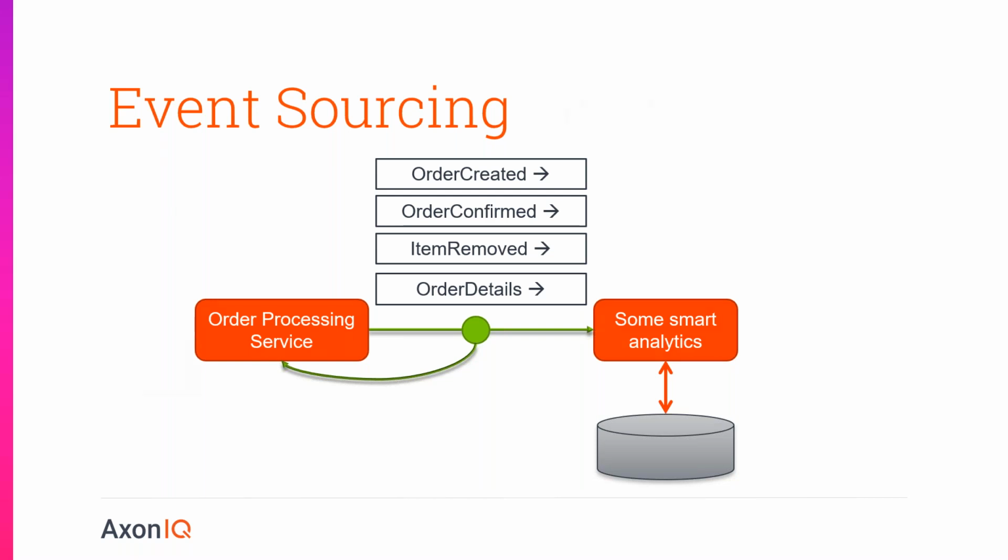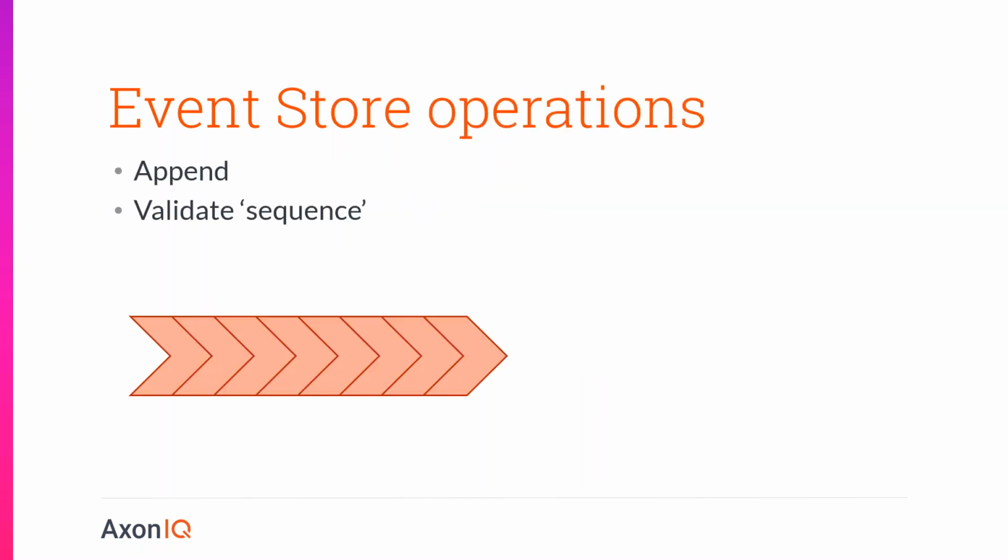So that's how event sourcing works. And if you look at the operations that an event store needs to be able to do to support that, obviously the append is the most important one. And in that append, it needs to validate the sequence. So it needs to be able to ensure that nothing else happened that might be in conflict with what you are currently describing as a new event.